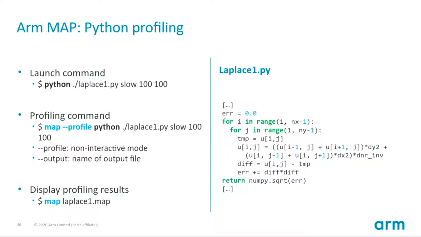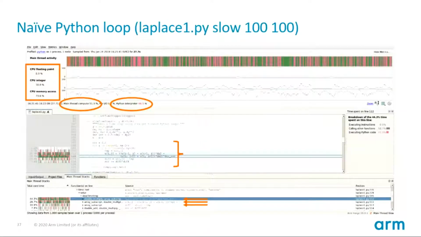Here we're profiling a simple Laplace solver, where it's just computing U's based off of the information around it. In Python, it's not very efficient, and when you create the profile, you'll see that a lot of time is being spent in the Python interpreter itself, which you kind of want to avoid because that's fairly slow.